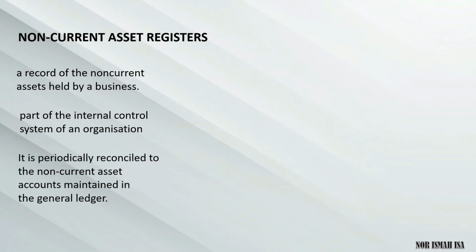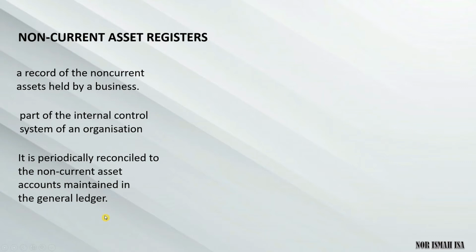And it is periodically reconciled to the non-current asset account maintained in the general ledger. So we have two ways of maintaining. One is we maintain in the asset register the movement about the non-current asset. We just record there, and at the same time, all the entries related to the transaction of non-current asset we also record in the general ledger.